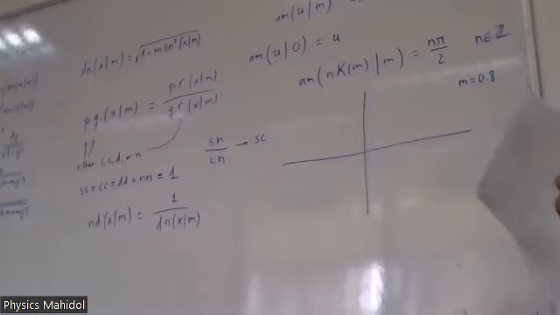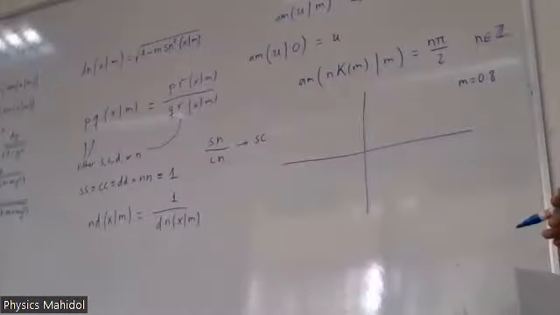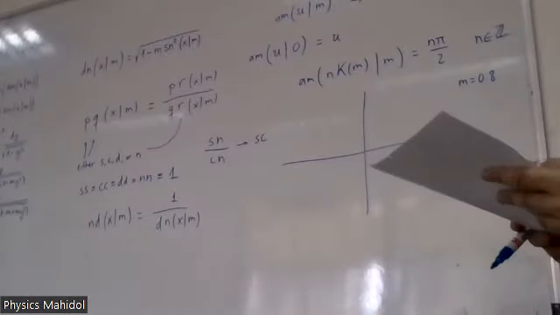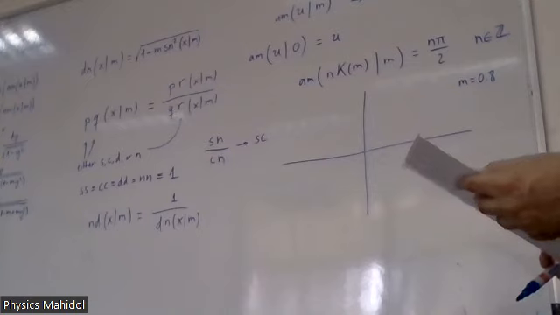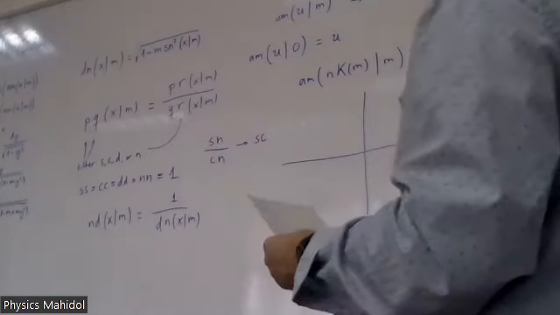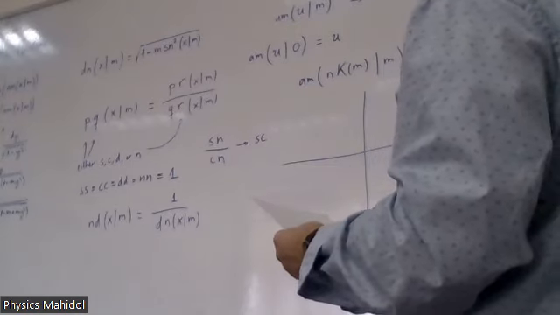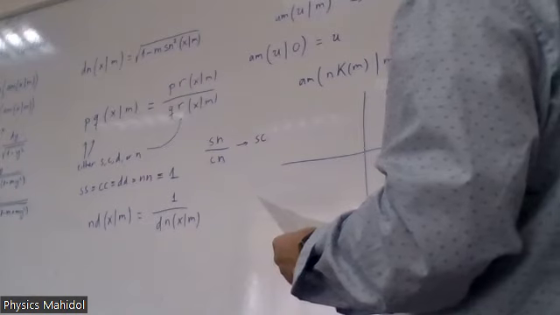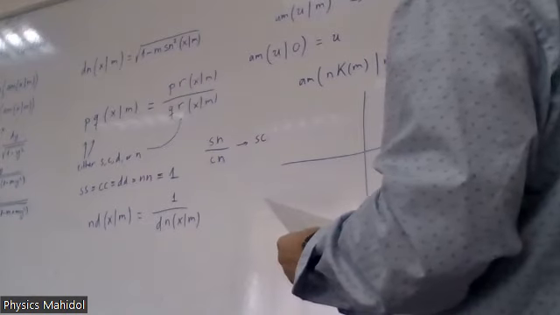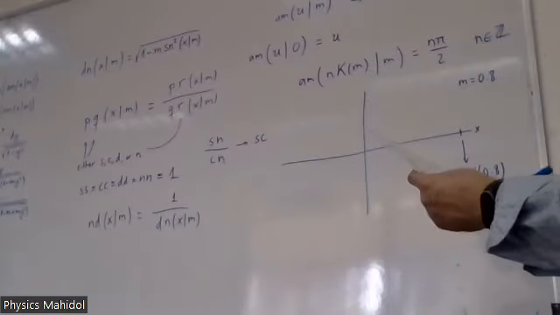For m equals 0.8, for example, it would be something larger than 2 pi. Let's write it like so: this value will be 4 times k of 0.8, whatever it is. So from 0 to this value, there will be 1 period.